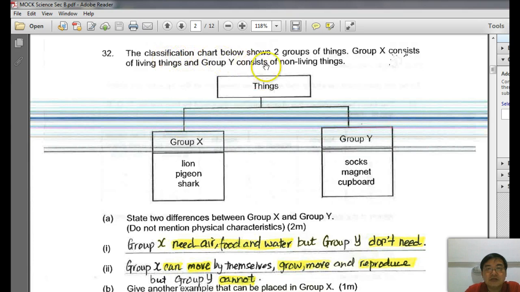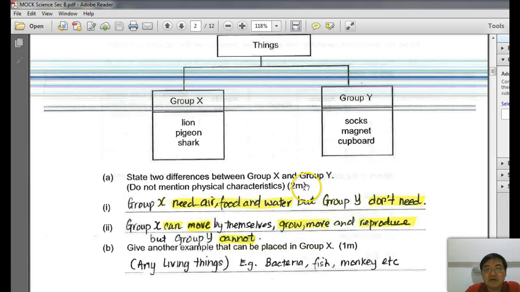Now the classification chart below shows two groups of things. Group X consists of living things and group Y consists of non-living things. So this is living, non-living. Okay, now what is important is do not mention the physical characteristics, but mention what it can do and what they need. That is more important, right?